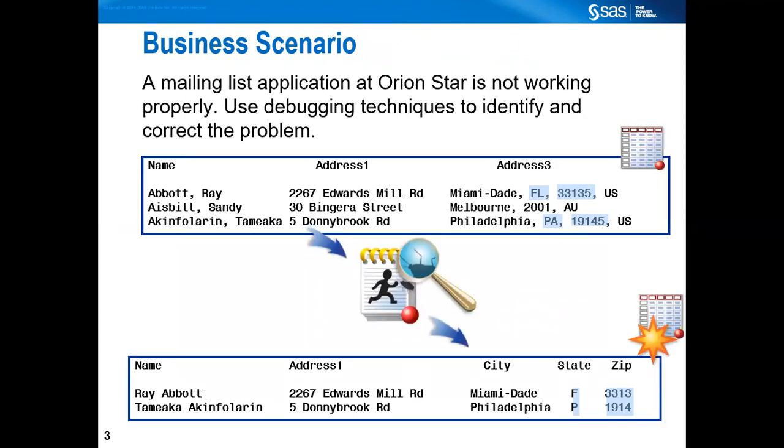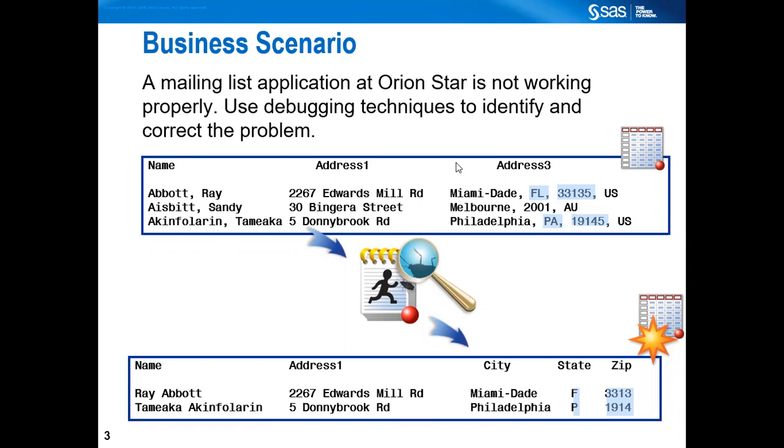So understand this business scenario. I hope everyone can view my screen. Yes. Okay. So looking into this business scenario, it's telling that you have a mailing list application at Orient Star and it's not working properly. So you have to use a debugging technique to identify and correct the problem.